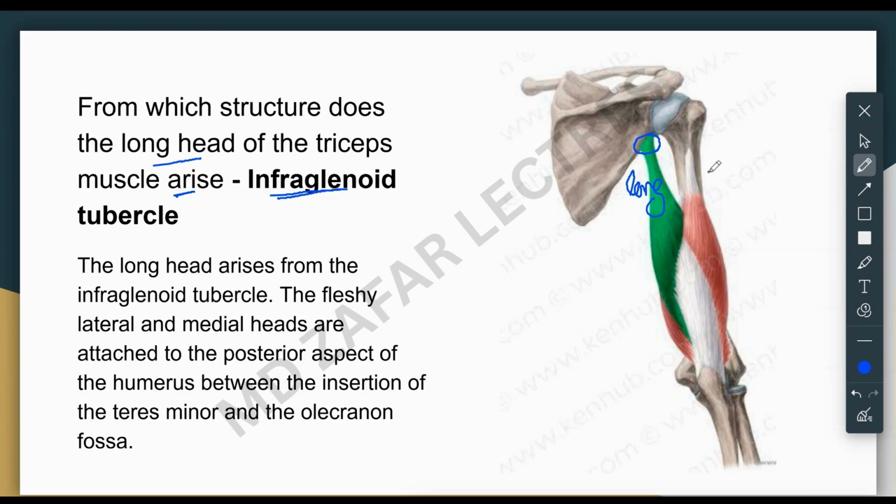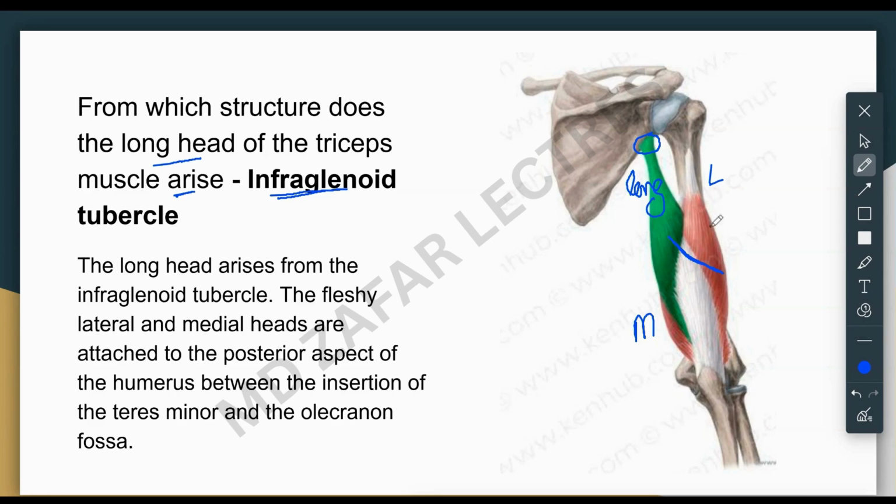Now it has another head, the lateral head. This arises from the posterior aspect of the shaft above the radial groove. Behind these two there will be a medial head as well. The medial head arises inferior to the radial groove. So the radial groove is, for example, present over here, and the lateral head will arise from above this and the medial head will arise below this level on the posterior aspect of the shaft of the humerus.